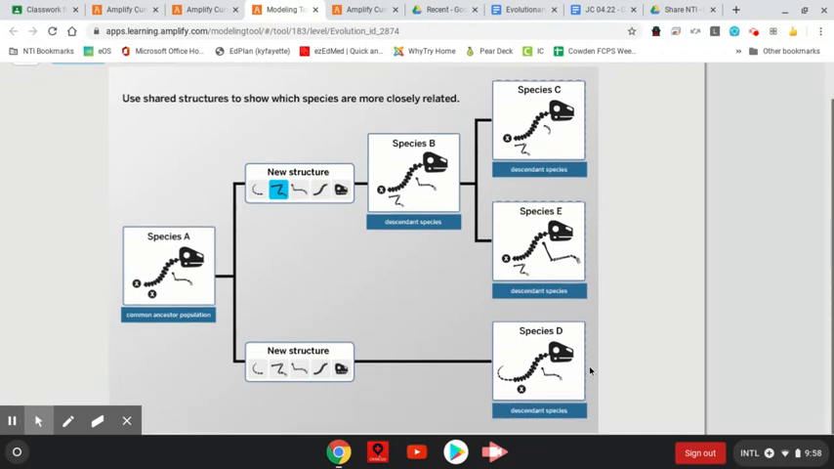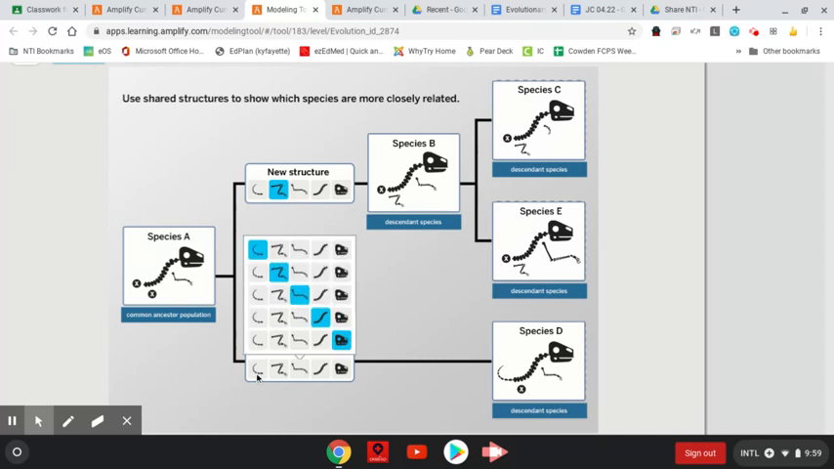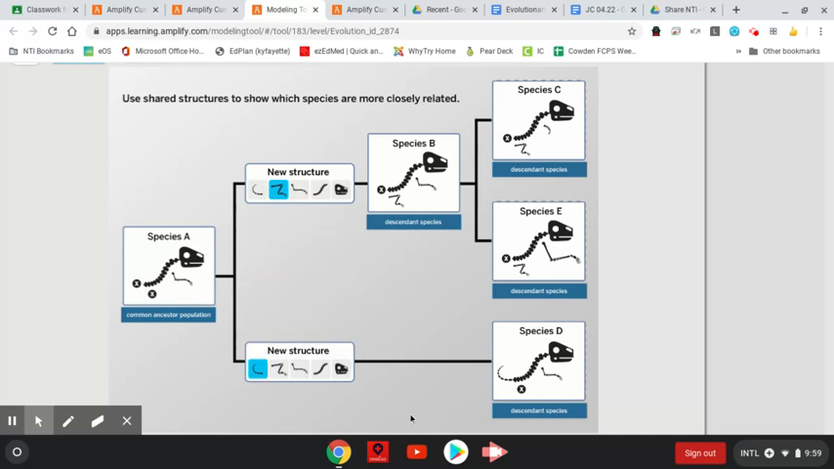So what is new about this creature? Well, he doesn't have back legs, like the ones above it, so I'm not going to click back legs. However, he does have a tail. So I'm going to click tail. Alright.